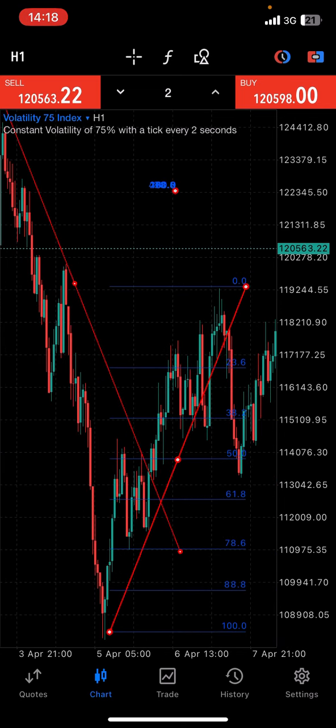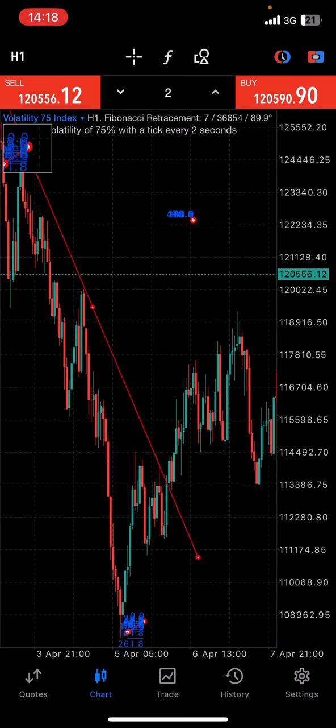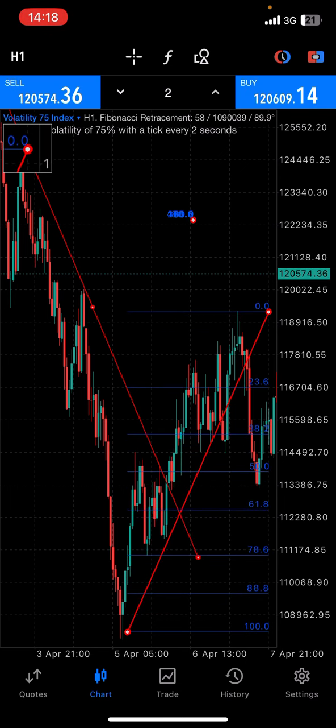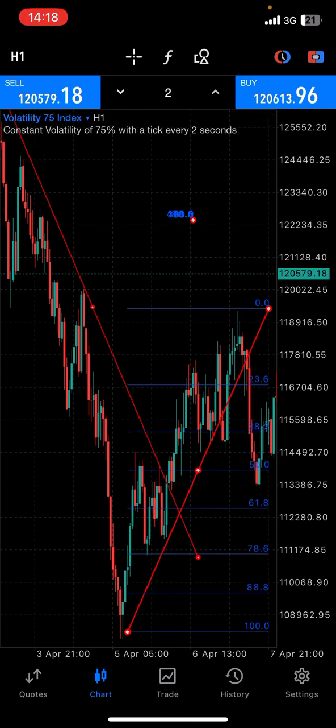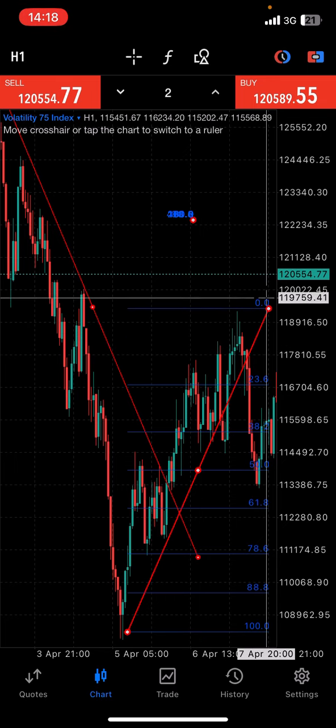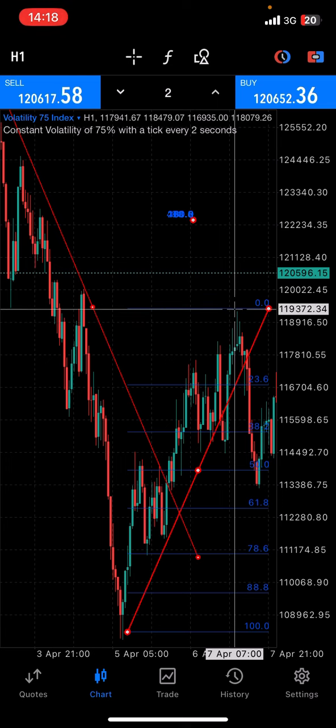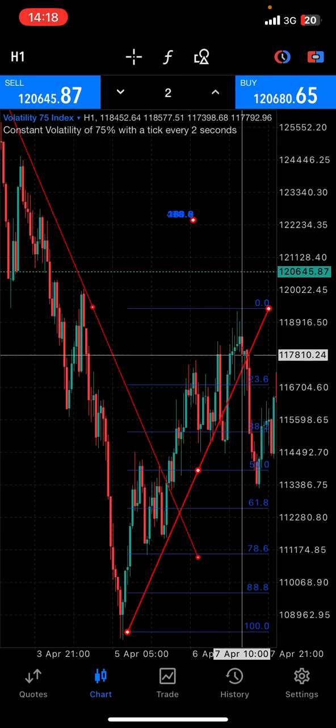So this is how you do it here. You take it to the bottom and you stretch it all the way to the top. So you can see what I'm doing. I'm just trying to make this 0.0 be equal to the top of the market before it started coming down.